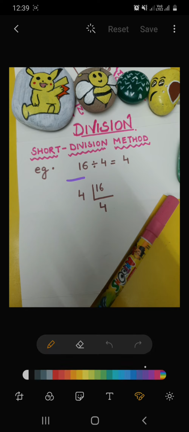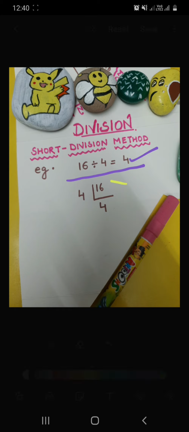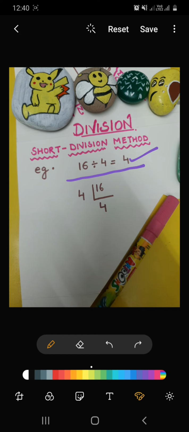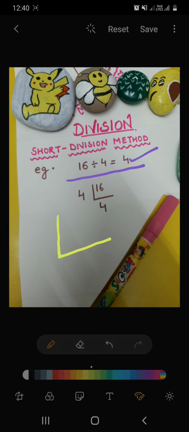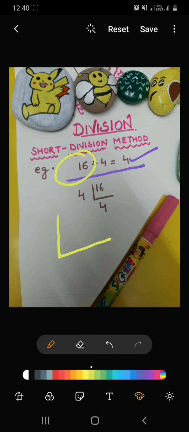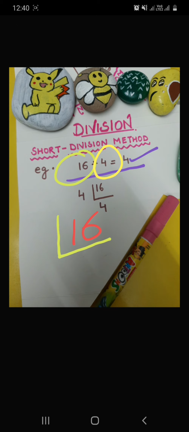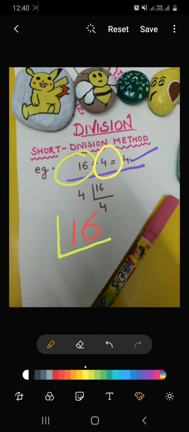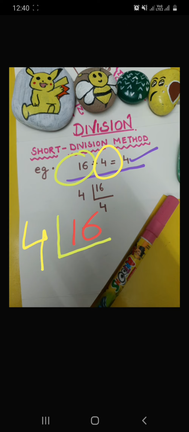I think children, now you know how to write a divide. This is the division symbol, and 16 is divided by 4 and we get the answer 4. So in short division we write in this way. We first of all make a symbol like this, and the very first number, I told you in last video, is the number which we have to divide. So we write this number inside, and the second number is the number from which we divide. So we will write the second number here.